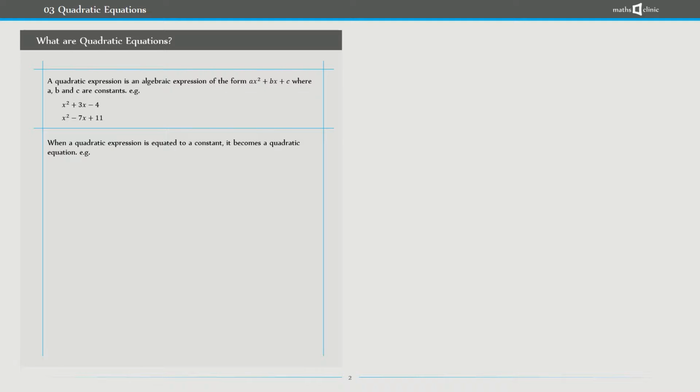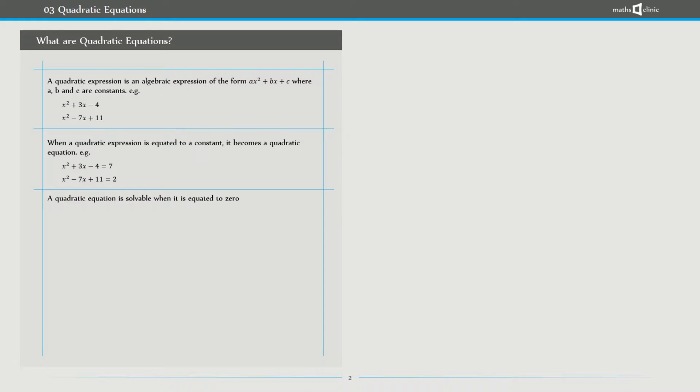Now, when a quadratic expression is equated to a constant, i.e. any number, it becomes a quadratic equation. For example, you could have x squared plus 3x minus 4 equals 7. This is a quadratic equation. You could also have x squared minus 7x plus 11 equals 2. This is another quadratic equation.